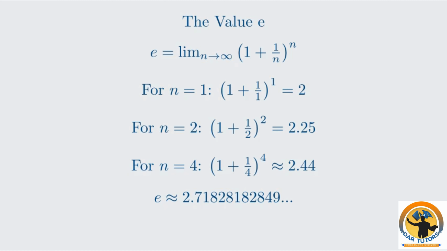It's the result of continuous compounding. Imagine you have a 100% interest rate over a year. If it's compounded once, you double your money. If it's compounded twice, you get 2.25 times your money. If it's compounded continuously, you get e times your money.